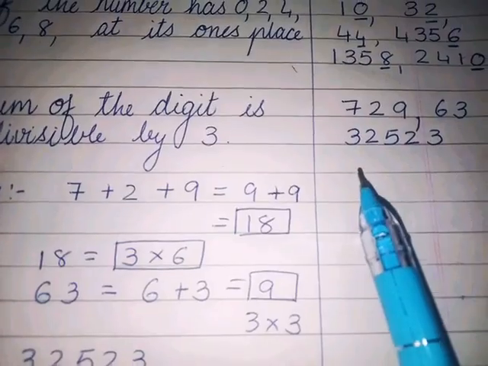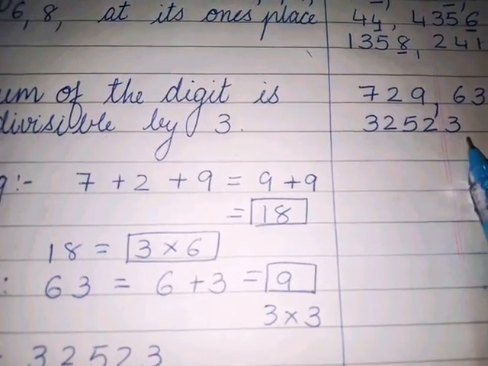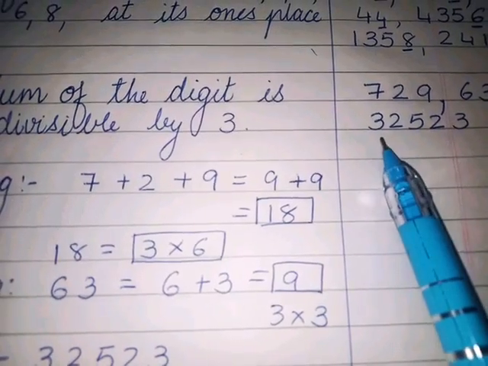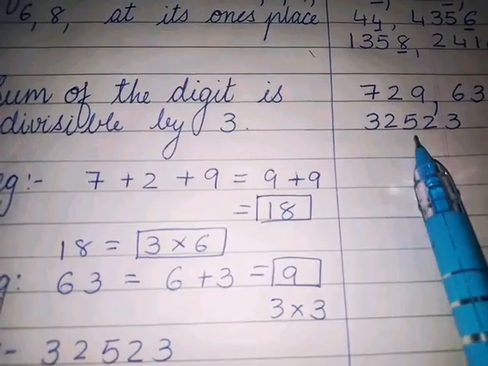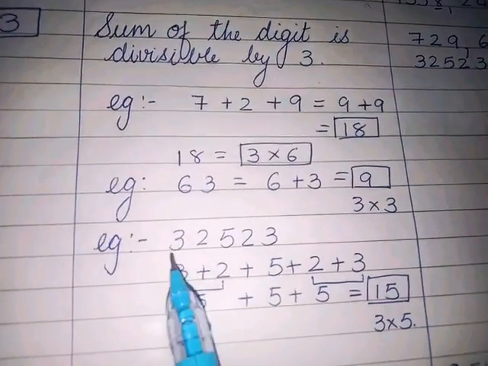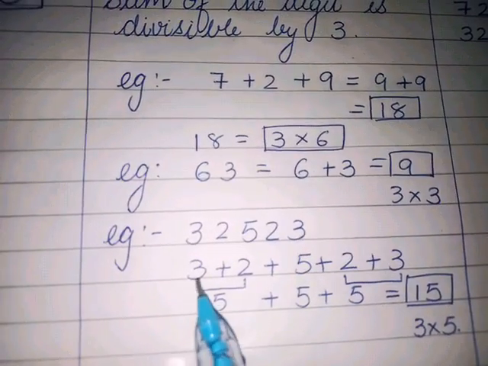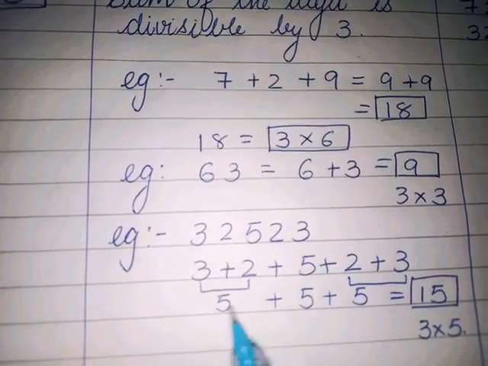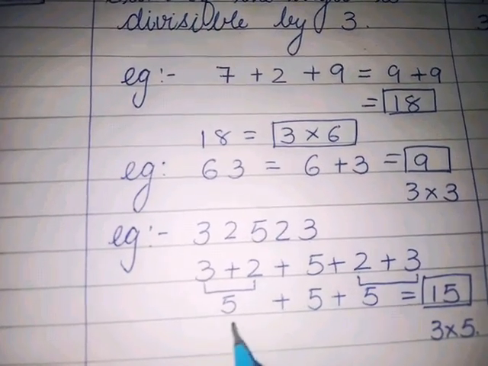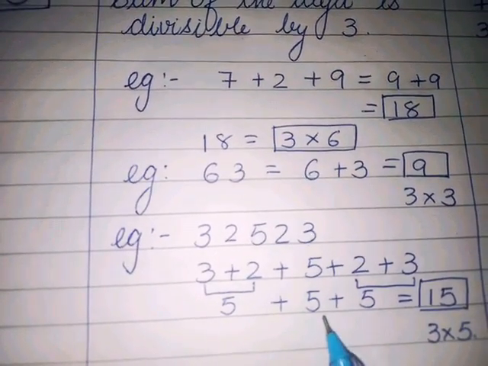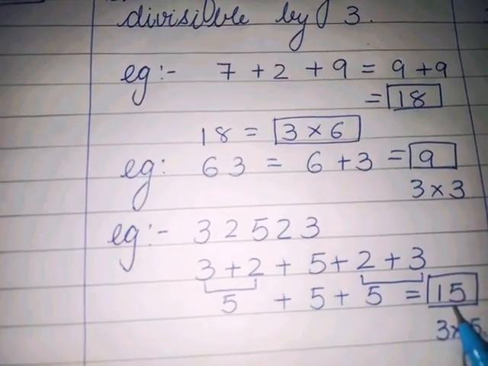Again, we take a large number: 32523. So what do we need to do first? First, make a sum of all these digits. How will we do it? Let's take the example 32523. Add 3 plus 2, which will be 5. Keep that as 5, and again 3 plus 2 will be 5. So what will be 5 plus 5 plus 5? The sum of all these digits is 15.